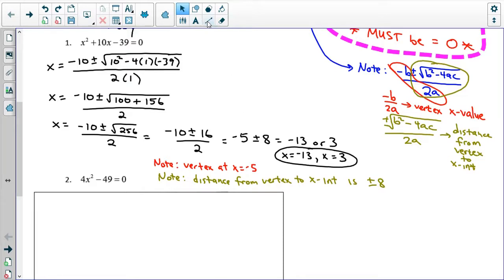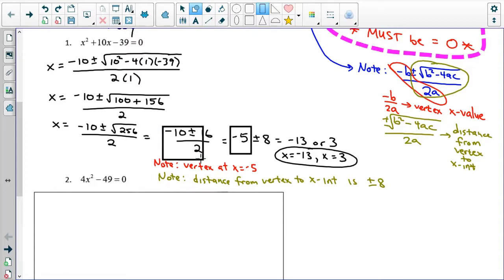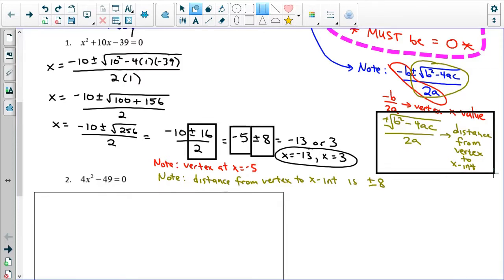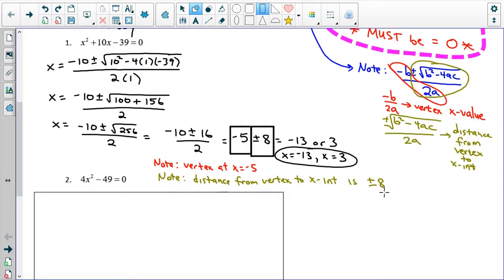One thing to note, if we take a look at this right here, we know that negative 5 is this negative 10 over 2 situation. And so what that means is that is the vertex value, the x value of the vertex. If we take a look at this plus or minus 8 that we have here, that comes from plus or minus 16 over 2, which is this thing. So what that does is it tells us the horizontal distance from the vertex to the x-intercept is 8 in both the right and left directions.